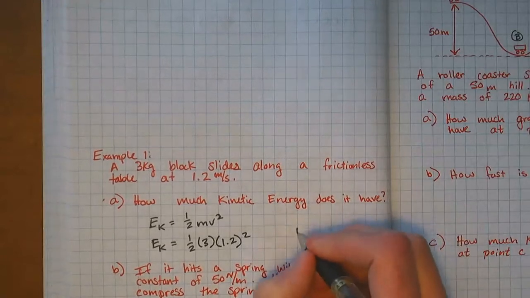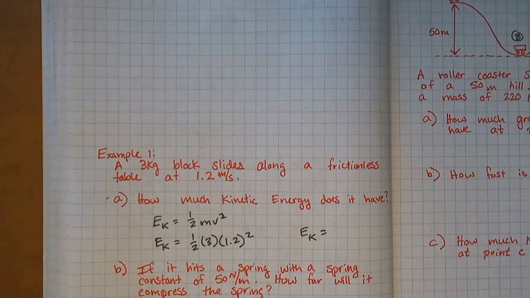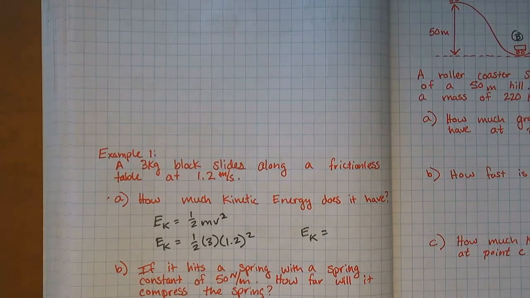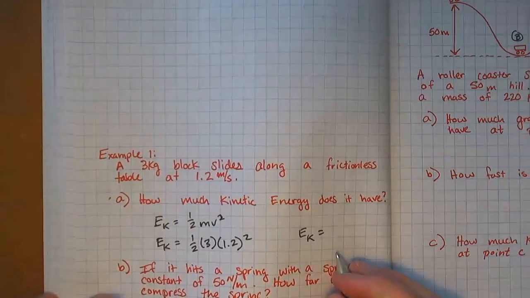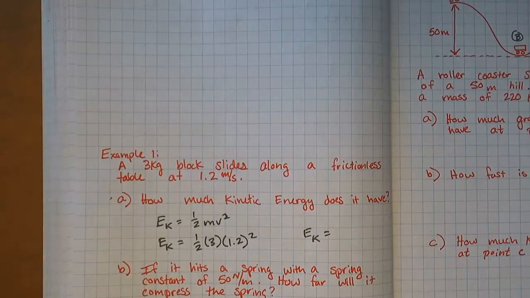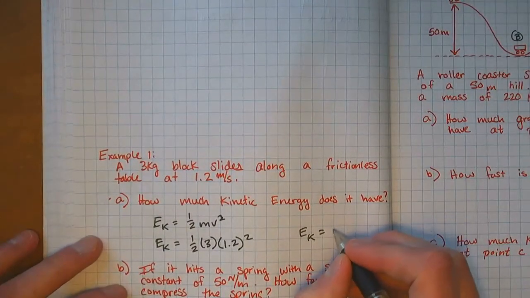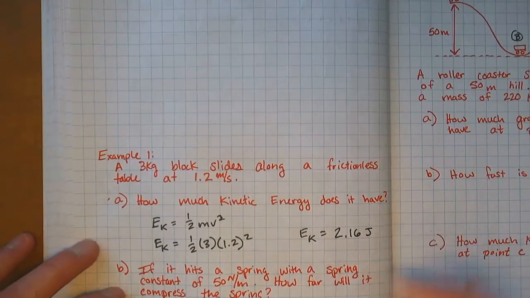So you can just use your calculator. Probably square the 1.2 first. So 1.2 squared is going to give you 1.44. Then multiply by 3, then multiply by 1/2. And in total, you're going to get that it has 2.16 joules of energy.